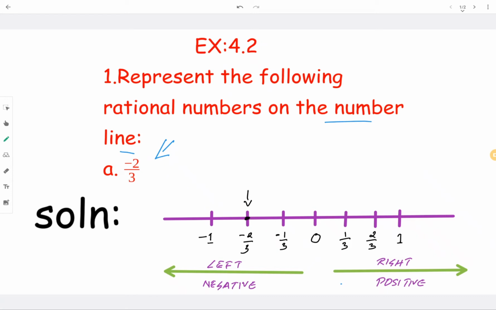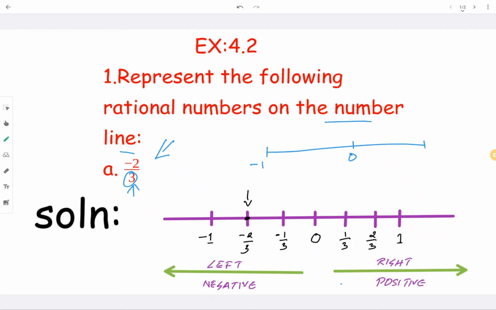Once you're done with that, look at the denominator. You can see 3, right? That means it has to be divided into 3 equal parts. So let me show you here. So this is 0. We'll not be doing the positive side, alright? Then let's say this is our minus 1.